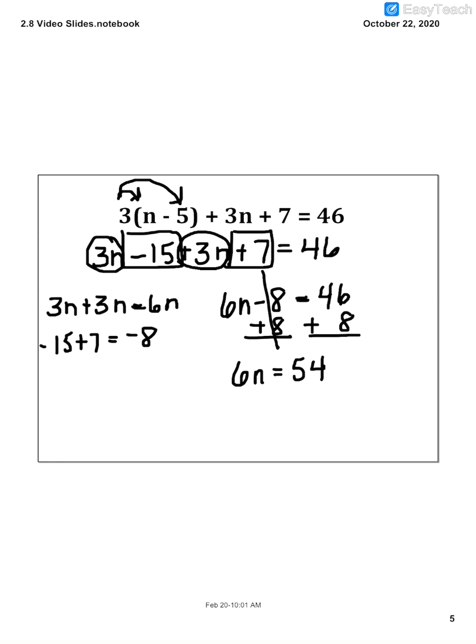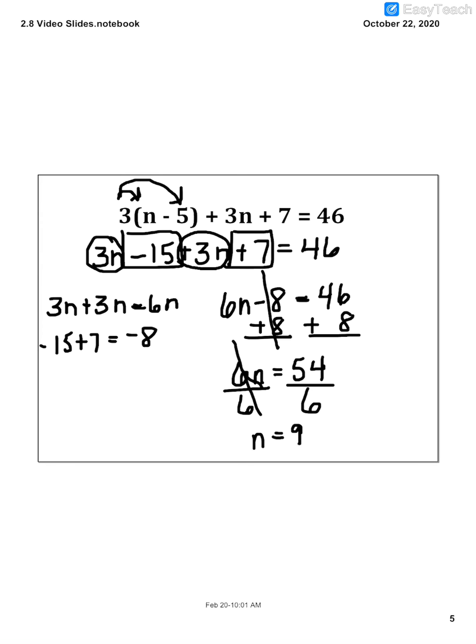Again, I need to get n by itself. So the inverse of multiplication is division. I divide by 6. Those cancel out. Whatever I do to one side, I must do to the other. And n is equal to 9.